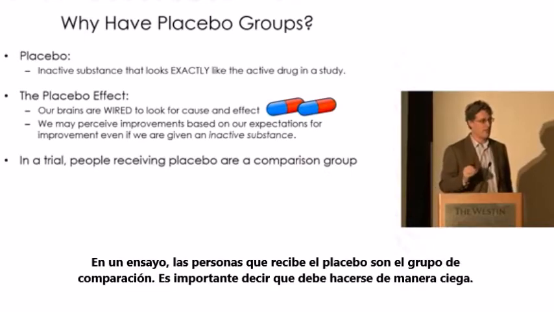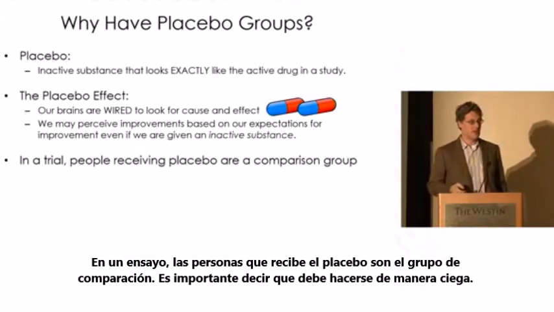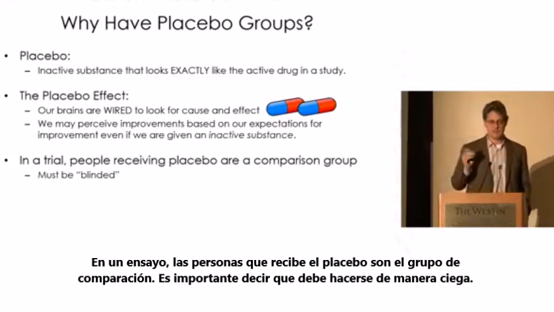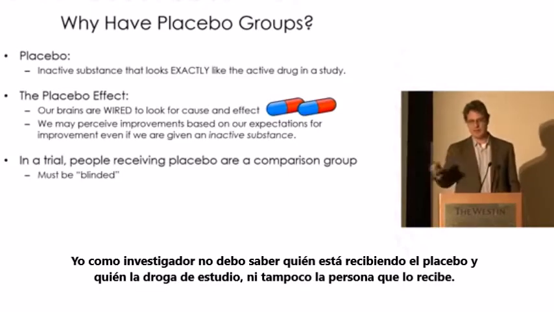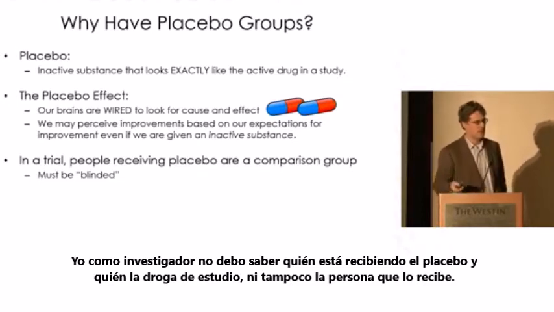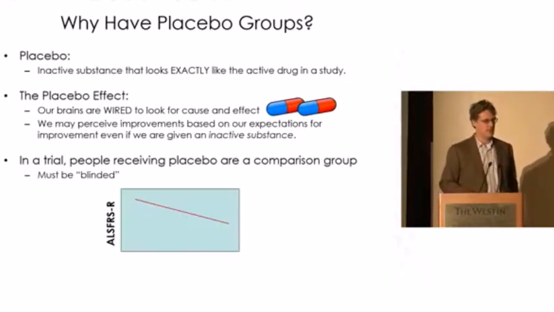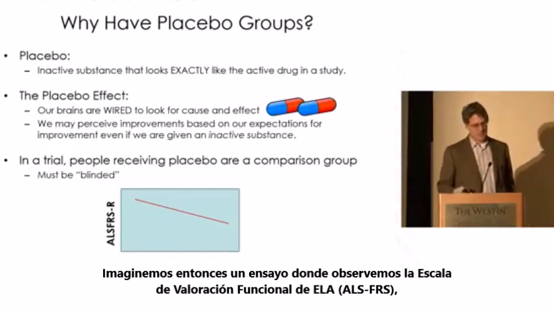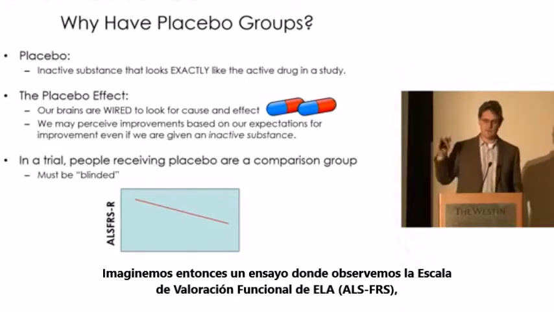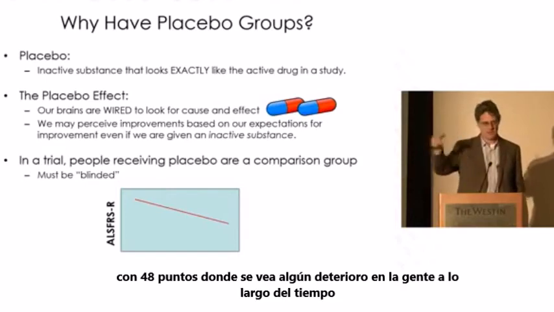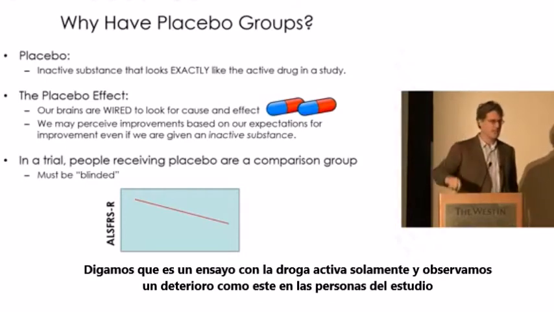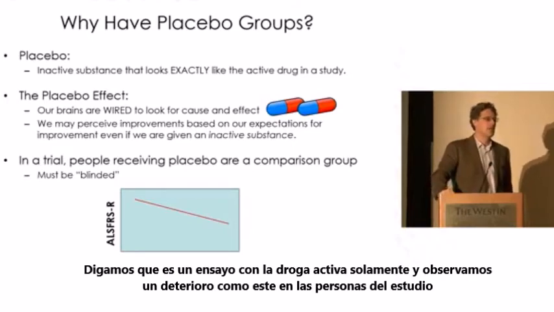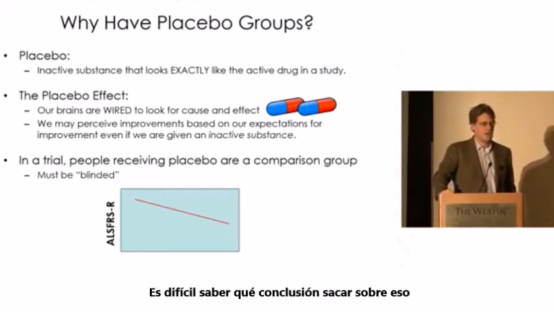So in a trial, people who are receiving the placebo are this comparison group. And I should say this has to be done in a blinded way. So if I'm the investigator, I can't know who's getting placebo and who's getting the study drug, nor can the person who's actually receiving it. So let's imagine a trial where we're looking at ALS functional rating scale. This is a 48-point scale, and we can see some decline over time in people on the scale. And let's say we did a trial that was just active drug, and we saw a decline in people in the trial like this.